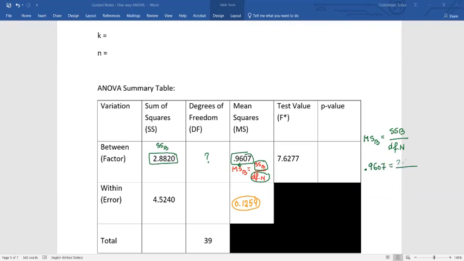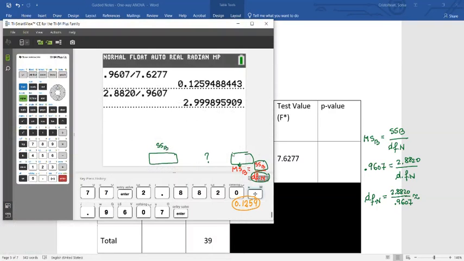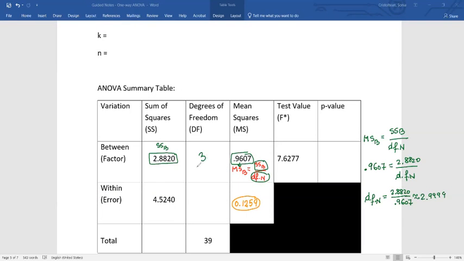0.9607 equals 2.8820 divided by degrees of freedom of the numerator. So by doing cross multiplication and solving this problem, we have 2.8820 divided by 0.9607. And let's see what we get for that value. Let's grab the calculator and do that division. The answer is 2.9999. We can simply round that to 3, because these are degrees of freedom, we need integers.